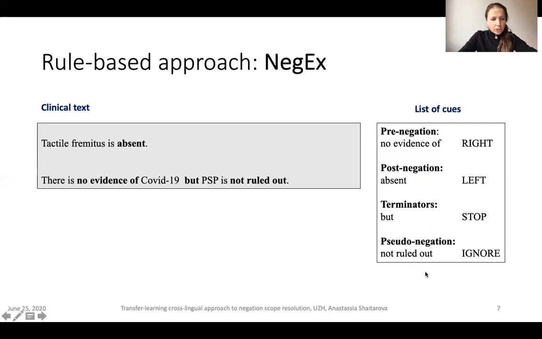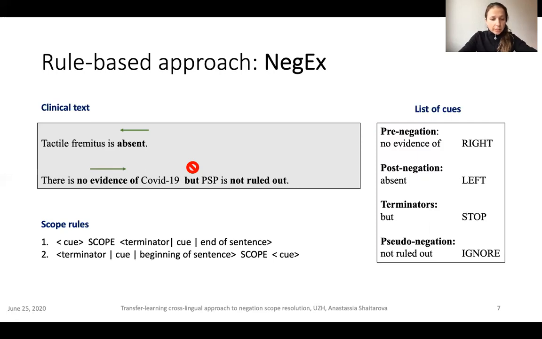So cues are matched from the list, their behavior is identified, and finally, the size of the scope is determined by predefined, simple regular expressions. Here, the first rule is for the cues that negate to the right. Everything between a cue and a terminator word, another cue, or the end of a sentence is marked as scope. And there's another similar rule for the leftward cues. And thus, the scope is identified.